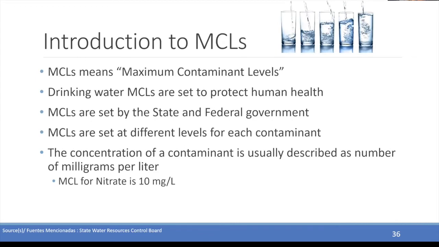So more information on an MCL, or maximum contaminant level. In drinking water, an MCL is set to be protective of human health. These standards are set by both state and federal governments. MCLs are set at a different level for each contaminant. And the concentration of a contaminant is described as a number, typically as milligrams per liter. So for nitrate, our focus here today, the MCL, or maximum contaminant level for safe drinking water, is 10 milligrams per liter.